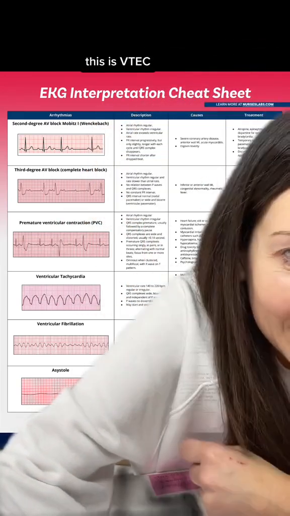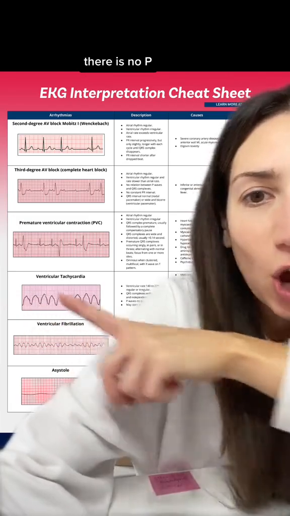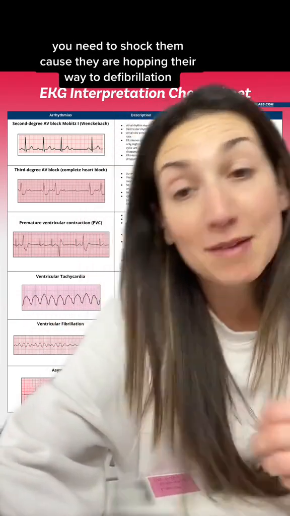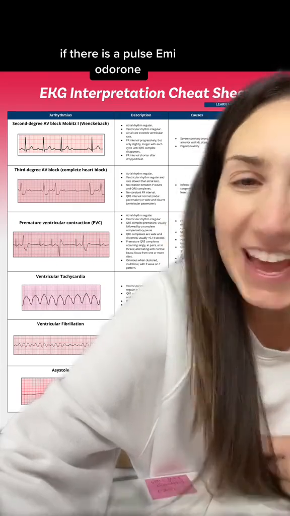This is VTAC. VTAC is usually super fast, like 140 to 220. There is no P. If you see this and the person has no pulse, you need to shock them because they are hopping their way to defibrillation. If there is a pulse, amiodarone.